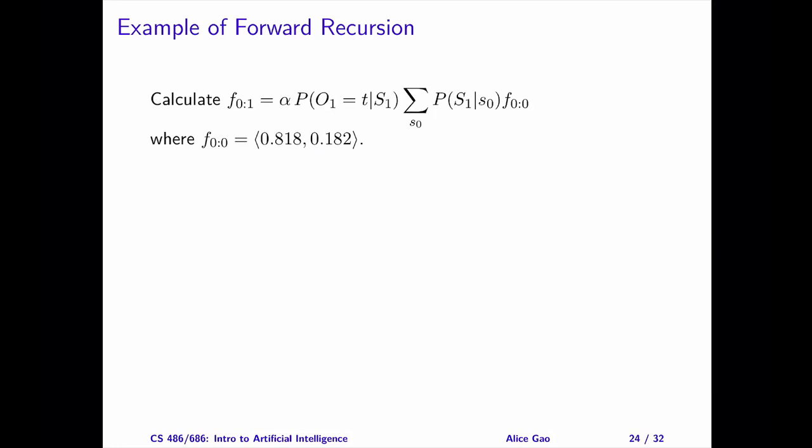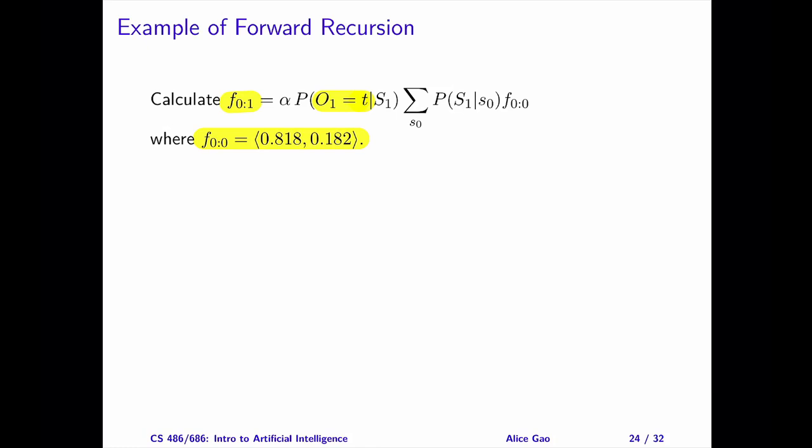Let's look at an example of the recursive case. We're given a message for time 0, F0 to 0. We want to calculate the distribution for time 1, F0 to 1. We assume that O1 is true. The director brings her umbrella on day 1. Let's calculate the two probabilities using the compact notation.